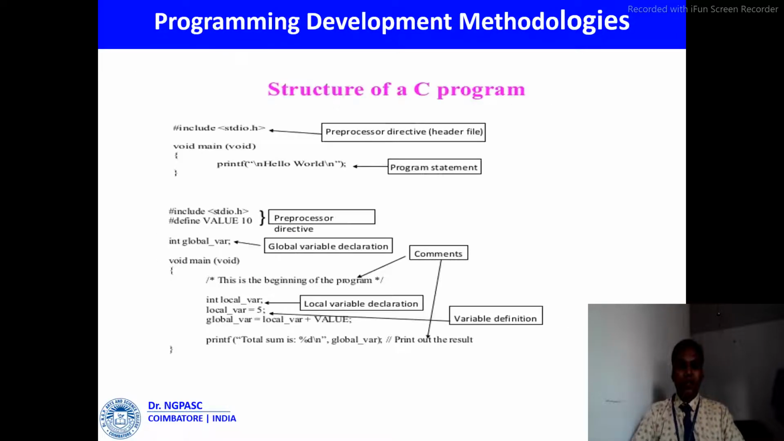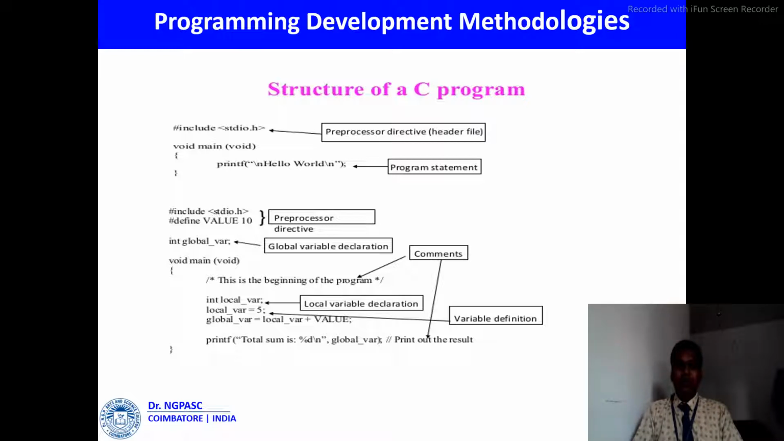And the next one is the structure of the C program. The structure of a C program consists of preprocessor directives, that is, header files. There are many header files depending upon the coding. For example, we have string.h for string functions, and for mathematical functions we have math.h.